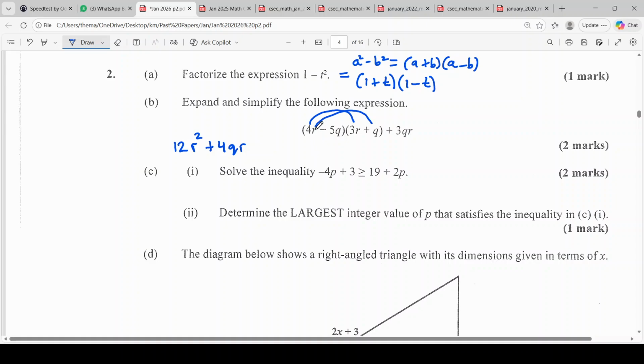Right, so we finish with the first term. So now we take the second term and we do the same thing. Negative 5q by 3r. Negative 5 by 3 is negative 15. And q by r is qr. And then this term by the last term here now. Negative 5q by q will be negative 5q squared. Right, so we expand the brackets and this is what we end up with. And then we still have this term outside to add back.